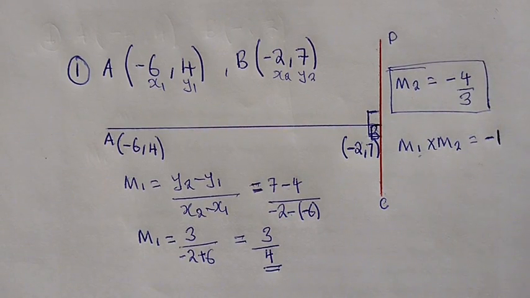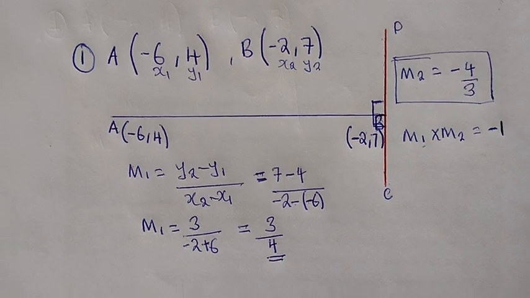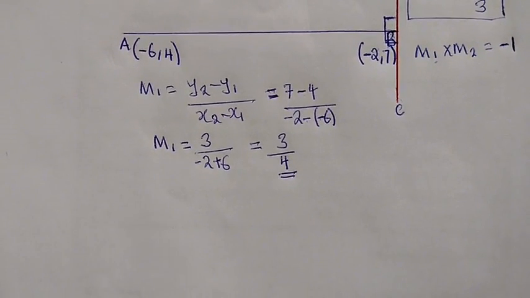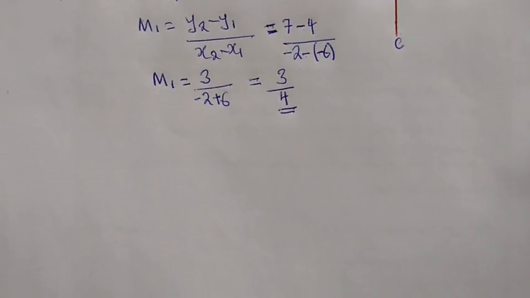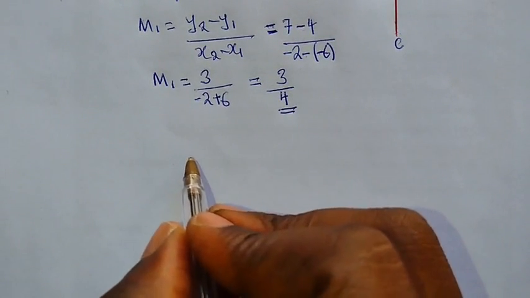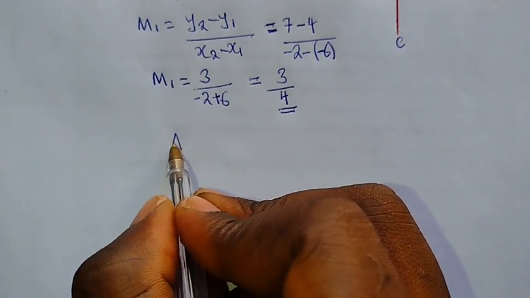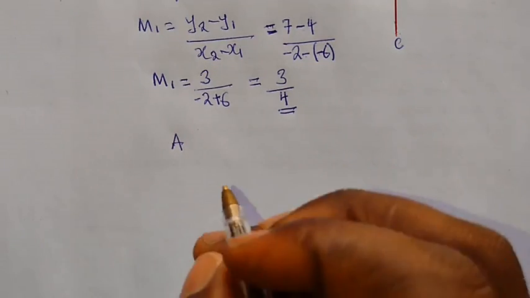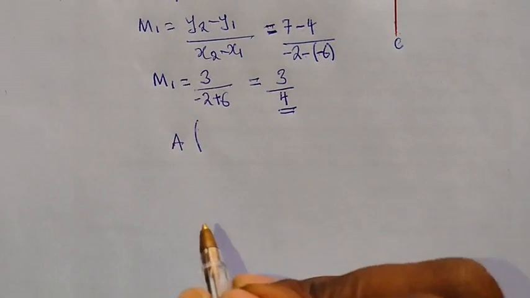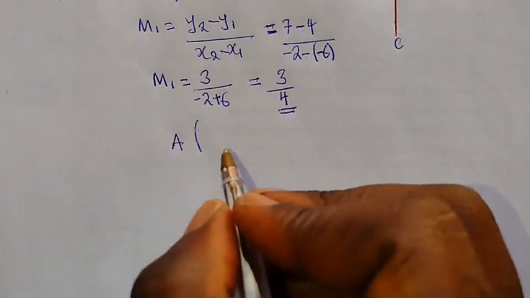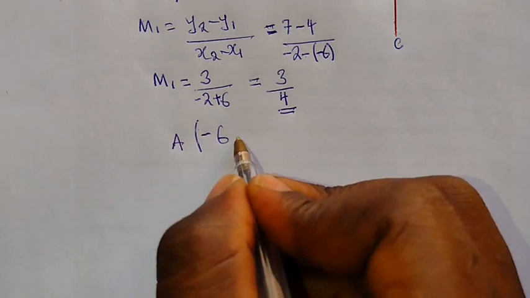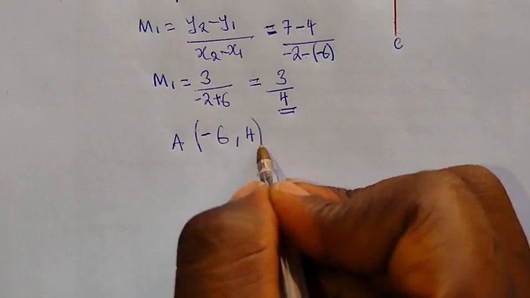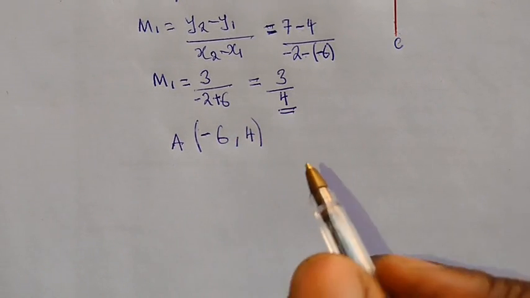So from here, let us now proceed. We find the equation of the perpendicular line. It's very easy to find the equation of the perpendicular line because we have the gradient. Remember from the coordinates that we have, we can pick one coordinate. Let's say we pick point A, which has the coordinate negative 6, 4. If you want, you can pick the coordinates for B, it's fine.